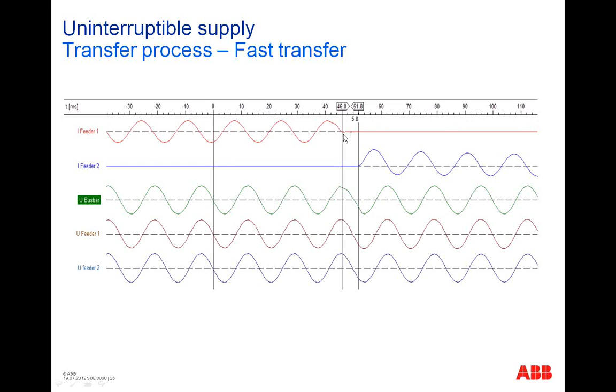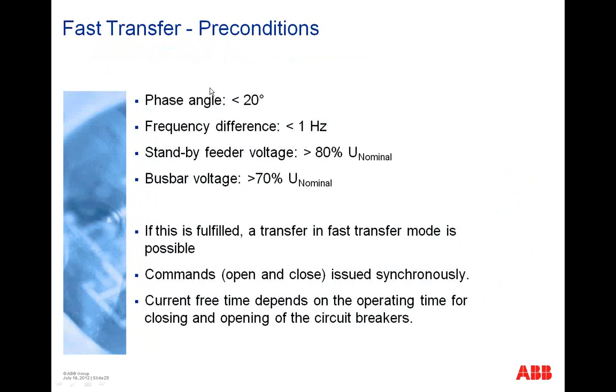The breaker is open here from the main feeder. We have this time gap. Here the breaker is closed from the standby feeder. And then everything runs with the standby feeder, but on the busbar you will have no impact during this transfer. This is the transfer for fast transfer mode. Only in fast transfer mode we give the commands to both breakers at the same time, simultaneously to the main feeder breaker and to the standby feeder breaker. Only, I step once more back, only if these preconditions are given at the moment of initiation.